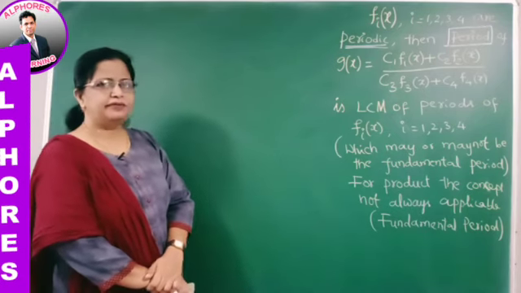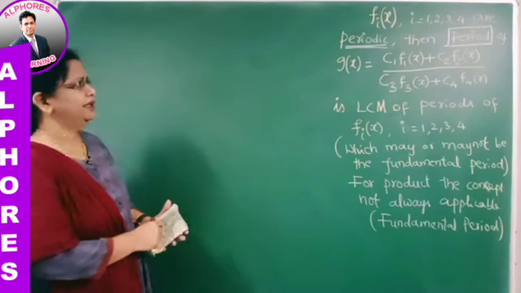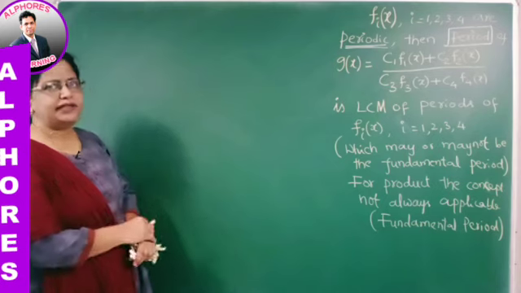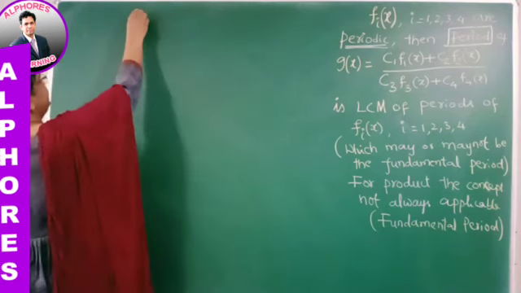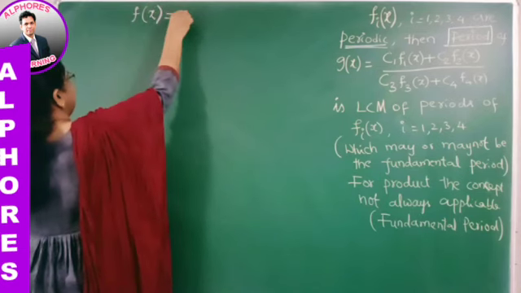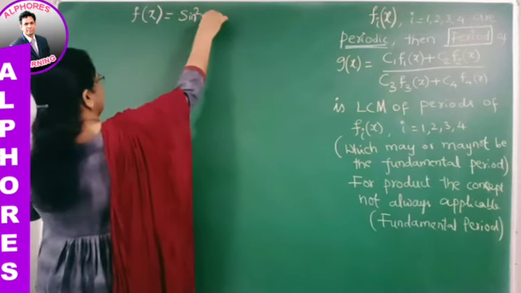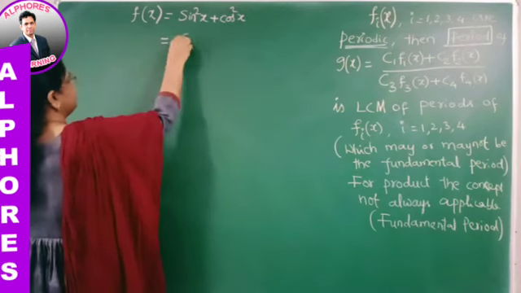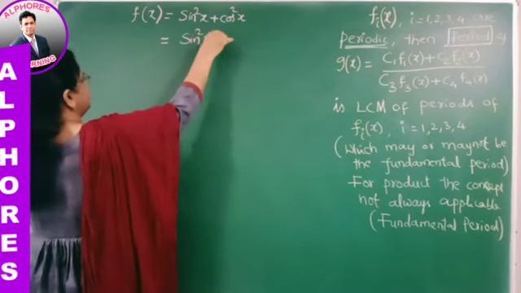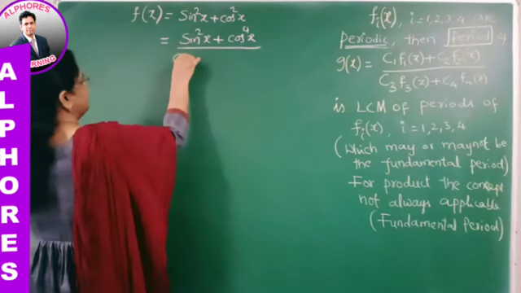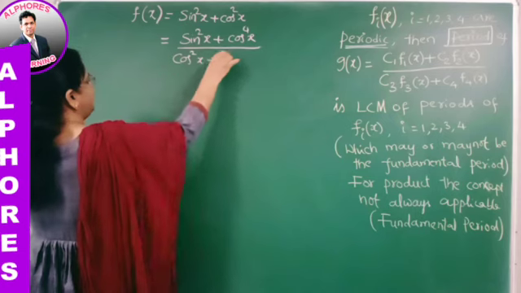In the previous session, we ended with the concept of the period of a constant function. Suppose, students, you take f of x equal to sin square x plus cos square x, or f of x equal to sin square x plus cos to the power of 4x divided by cos square x plus sin to the power of 4x.